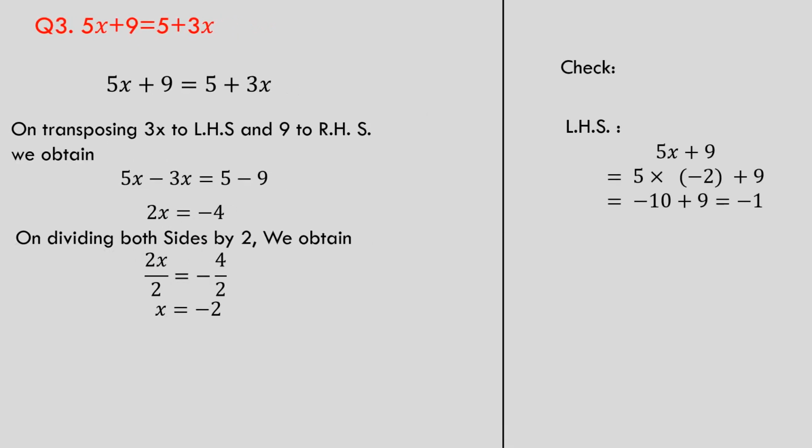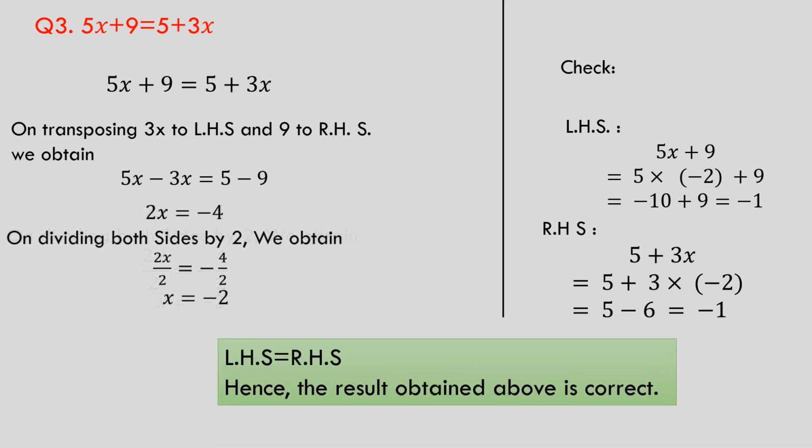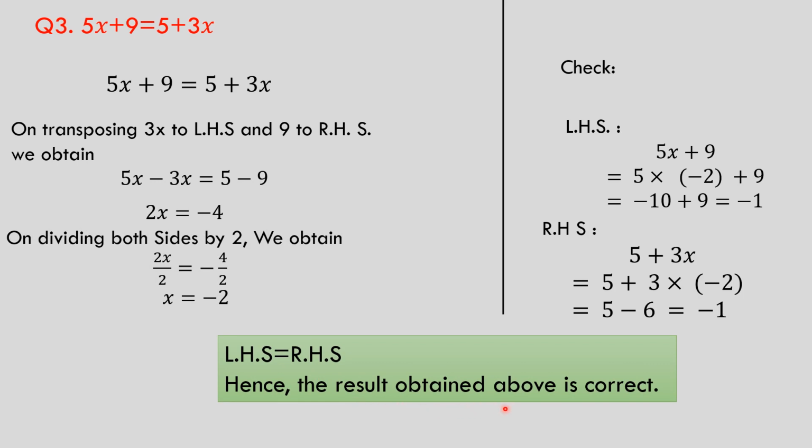Now we can check the solution whether it is correct or not. यहाँ लेफ्ट हैंड साइड 5x plus 9 है, so हम x equals minus 2 पुट करेंगे. So we get 5 into minus 2 plus 9, which is equal to minus 1. And right hand side है 5 plus 3x. 5 plus 3 into -2, we get 5 minus 6, which is equal to -1. Here, left hand side is equal to right hand side. So, our result is correct.